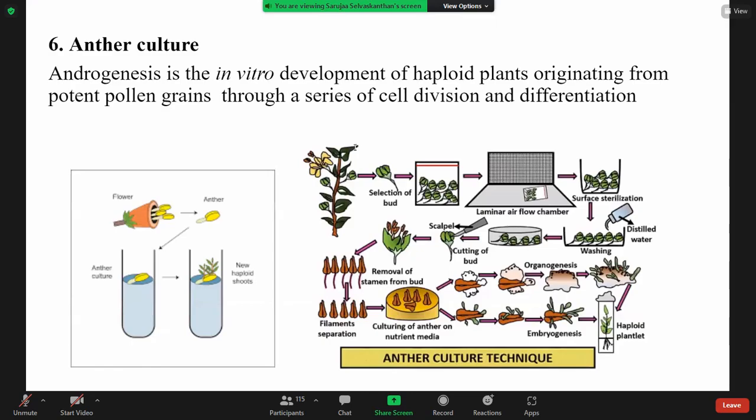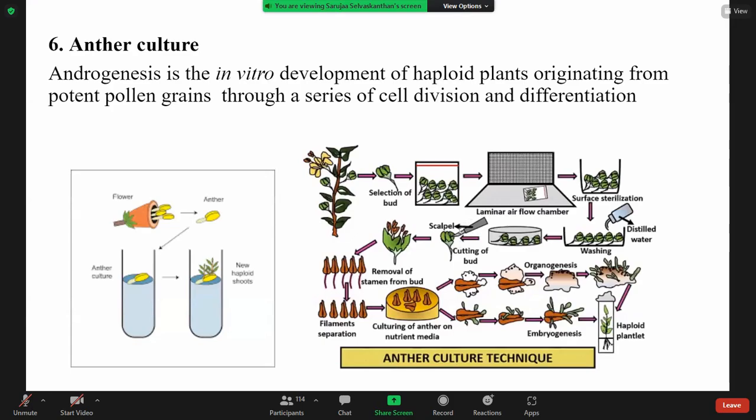Here, again, this is a flower. We take the flower buds, wash them first outside, and bring them to the laminar flow, where we do the surface sterilization. Once we finish the surface sterilization, we wash them with distilled water twice or thrice. The sterilized buds we take and cut using a scalpel.